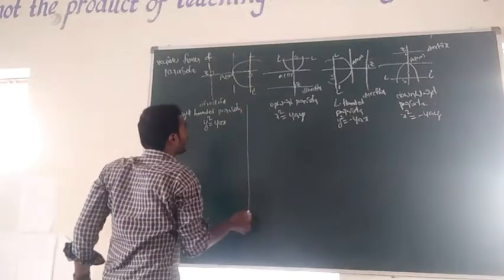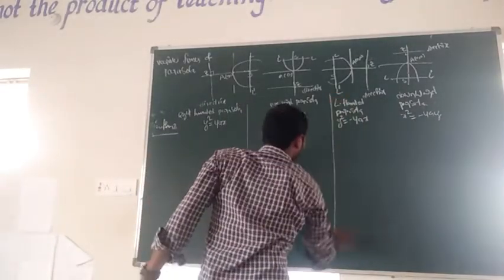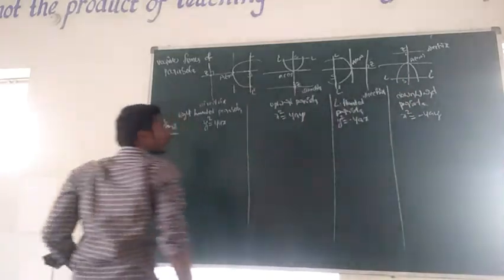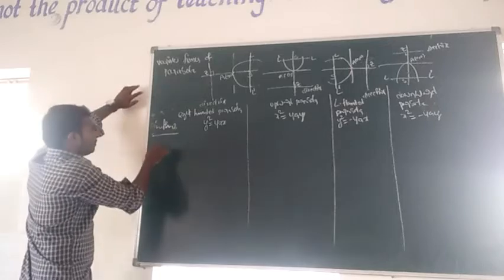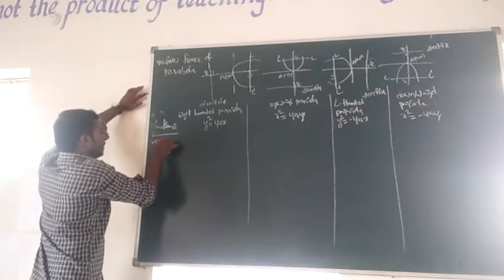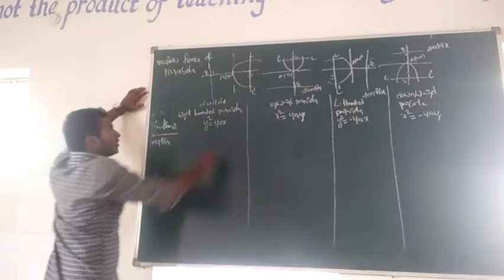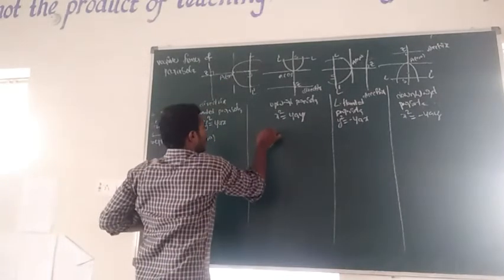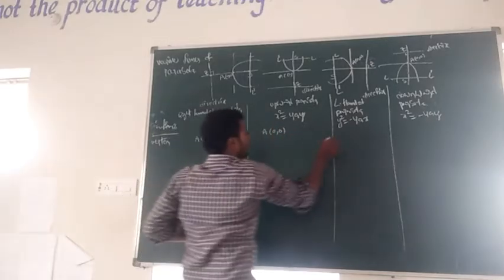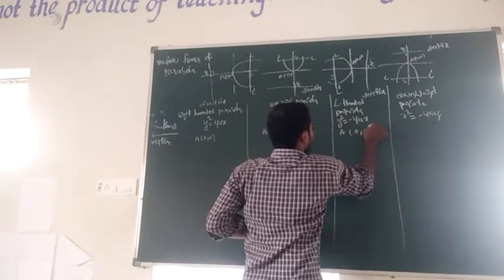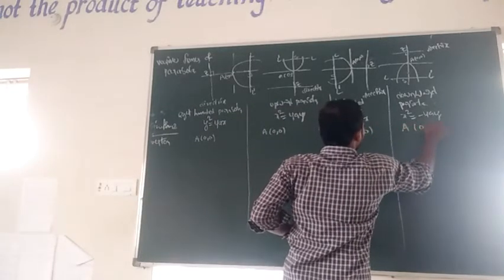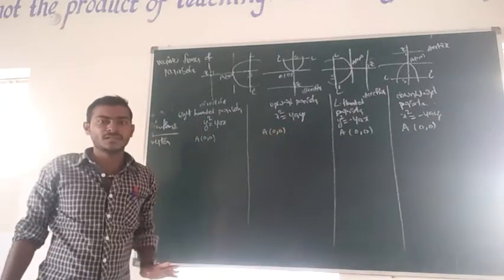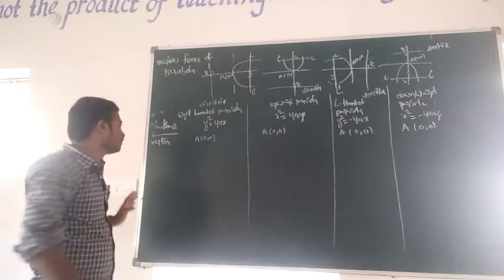Right. First we take the vertex. Now we may draw the table. Here the vertex is always 0 comma 0. Here also 0 comma 0, and here also 0 comma 0, and here also 0 comma 0. For any of these curves the vertex will be the same, that is 0 comma 0.